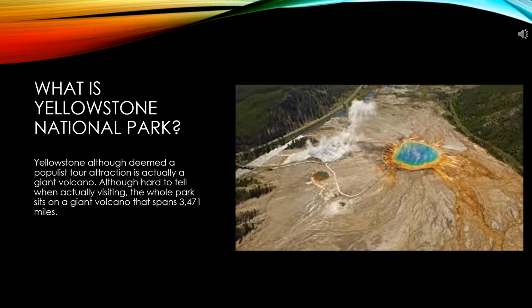Now that we know a little bit about volcanoes in general, let's talk about Yellowstone specifically. Although most people assume that Yellowstone is just a large national park with geysers, it actually is basically a giant volcano. Yellowstone Park sits atop a volcano that spans 3,741 miles. Although an eruption is unlikely, park visitors are always technically at risk for the entire park to explode at any moment.